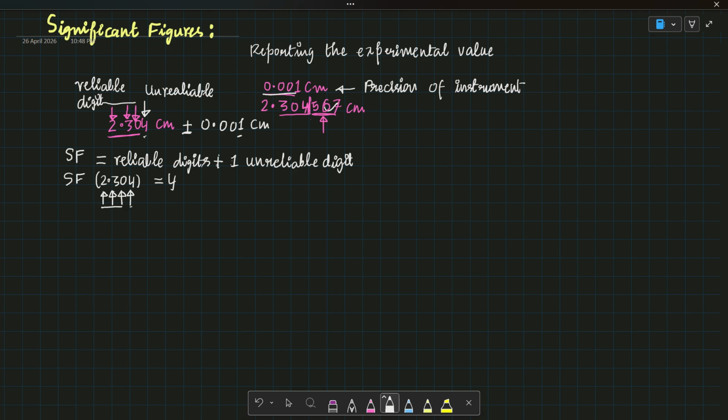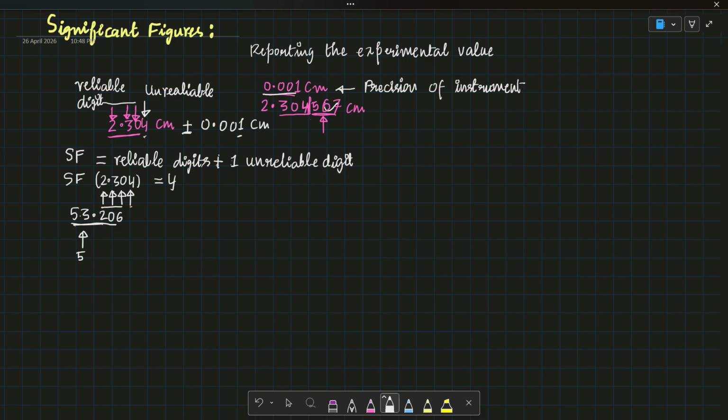Similarly, let's say that the number 5.3206 is given and we want to know its significant figures. We count the digits: 1, 2, 3, 4, 5. So the significant figures for this number will be 5. In this way we decide the significant figures of any given number.